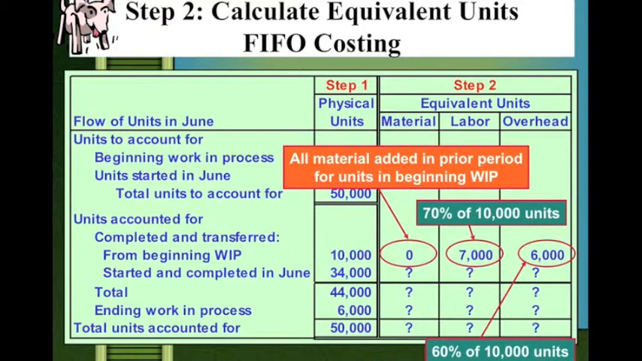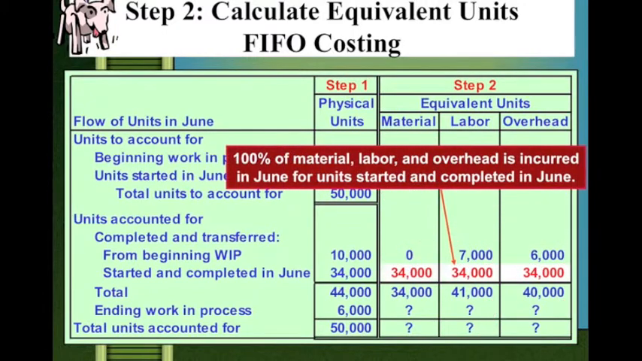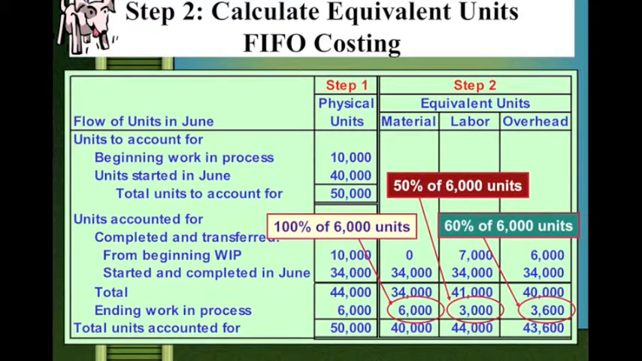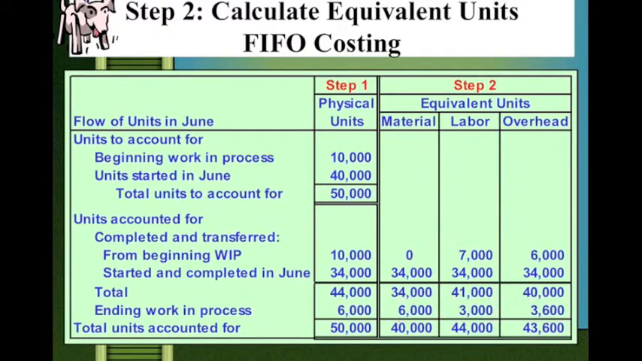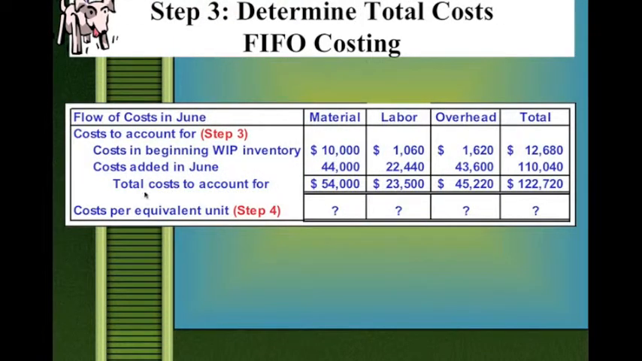Now, with the 34,000 that started and completed, we did 34,000 units of work because it was from start to finish. Okay? So, an ending work in progress, it said to us exactly how much material, none of it was done. So 6,000 units. Then 50% is 6,000, and 60% of 6,000 gives us the 3,600 here. So moving on to step 3, we're looking at our WIP in the beginning there. We're seeing material, labor, overhead.